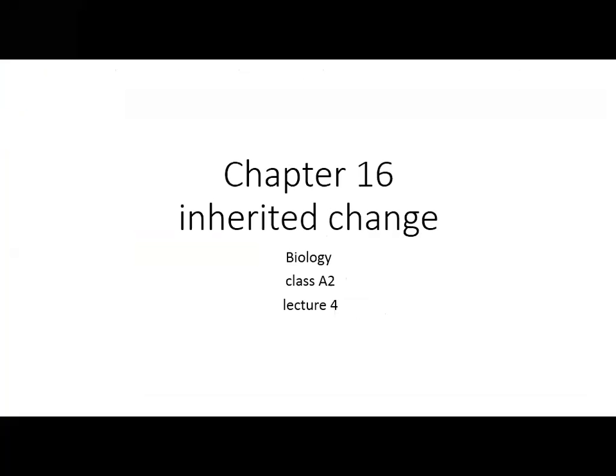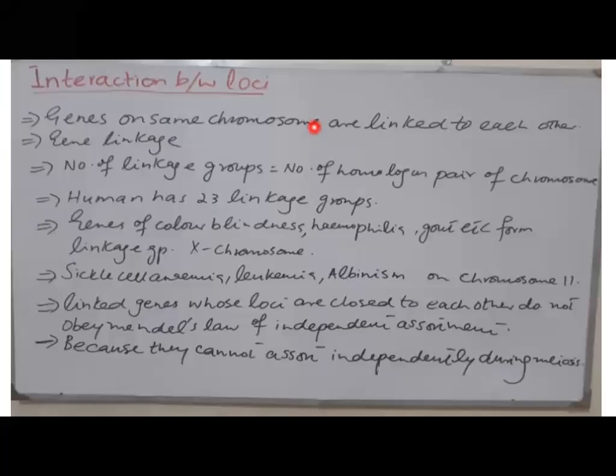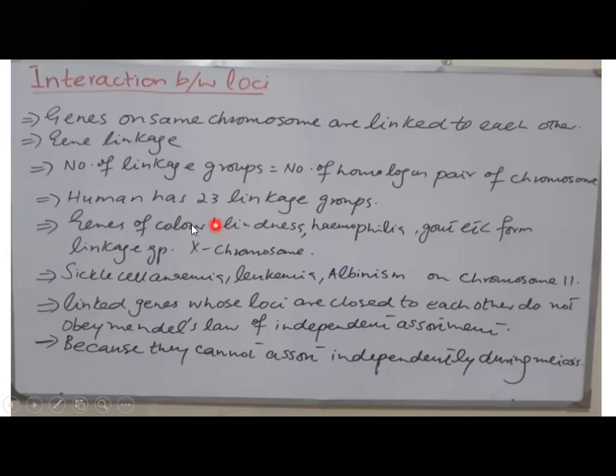Lecture number 4. This is the interaction between the locus. Genes on the same chromosome are linked to each other, and this is called gene linkage. The number of linkage groups is equal to the number of homologous pairs of chromosomes. For example, humans have 23 linkage groups.